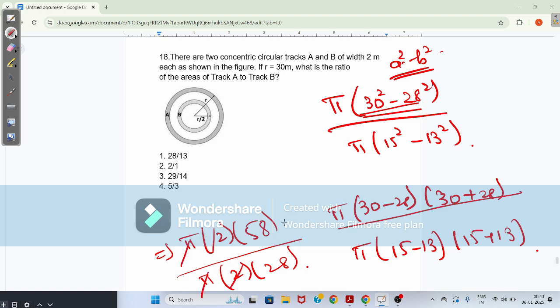So this 2 gets cancelled out. So what is the ratio here? 29 by 14.